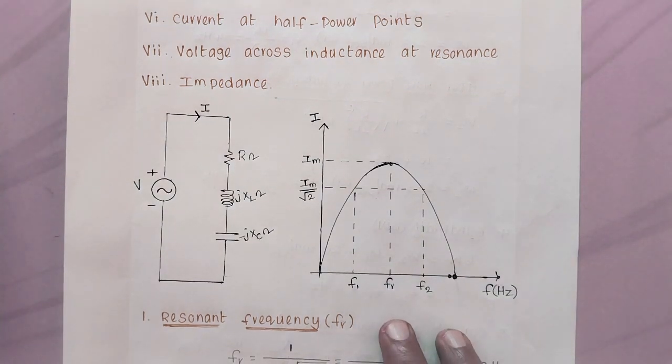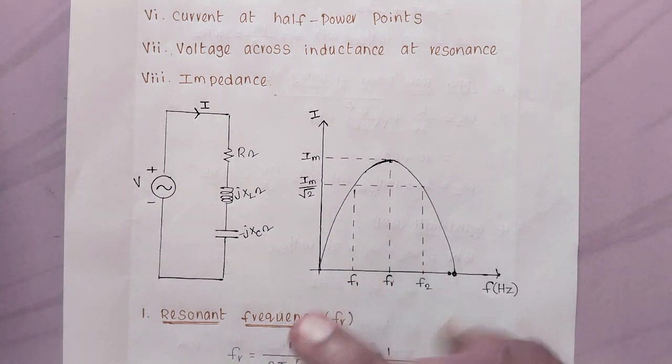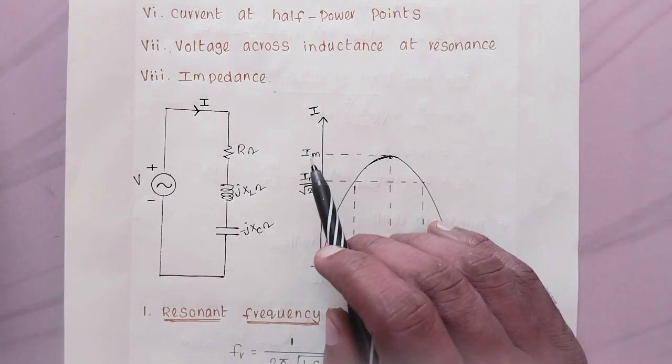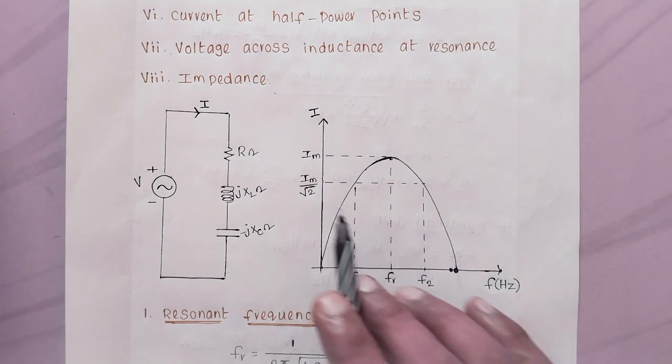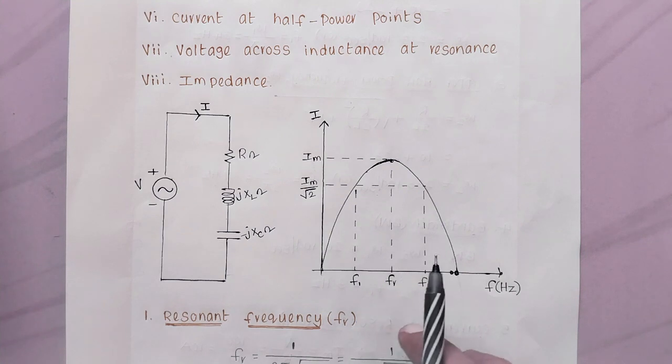Here Fr is the resonance frequency, F1 and F2 are the cutoff frequencies. F1 is the lower cutoff frequency, F2 is the higher cutoff frequency, and at resonance frequency maximum current flows in the circuit, and that maximum is Im. And at cutoff frequencies, current in the circuit is Im by root 2, 1 by root 2 times the maximum current in the circuit.